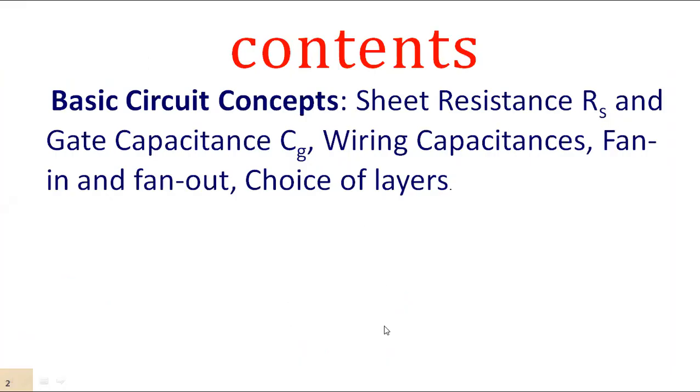Okay, the basic things in the half of the model, that is the basic circuit concept. In that we'll go in detail into the sheet resistance. I think in the last class I discussed the sheet resistance, gate capacitance, wiring capacitance, fan in, fan out, and choice of layer. These are the topics in the fourth model, half unit.